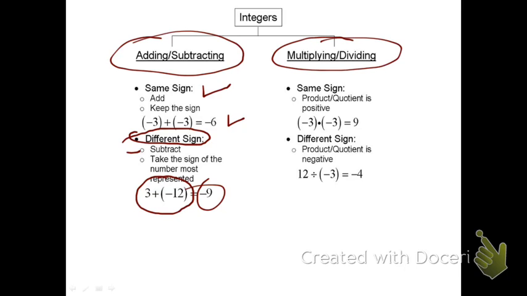Multiplying or dividing, signs the same, the product or quotient is a positive number. If you have a different sign, the product or quotient is always a negative number.